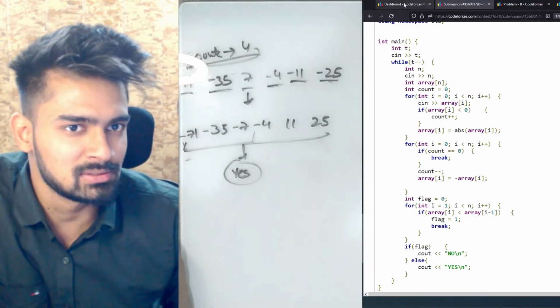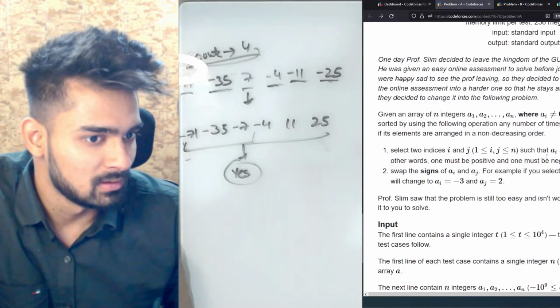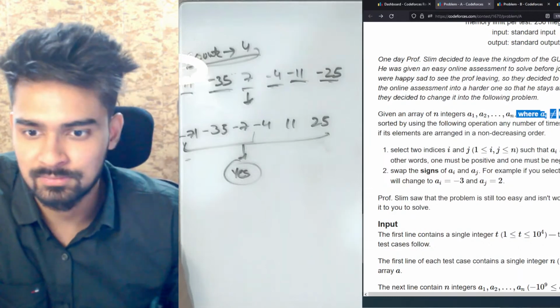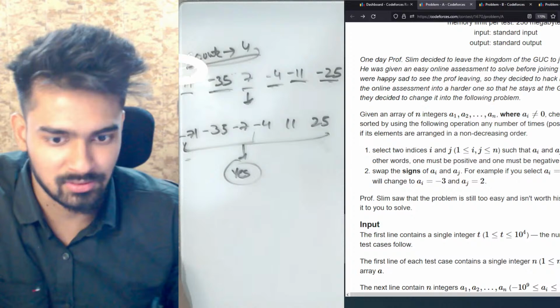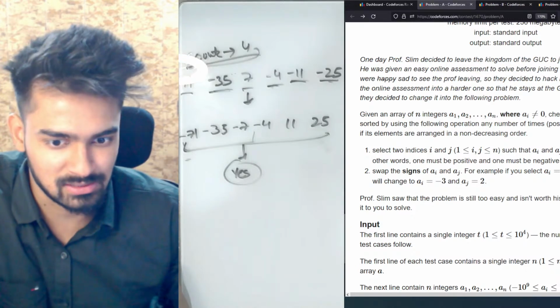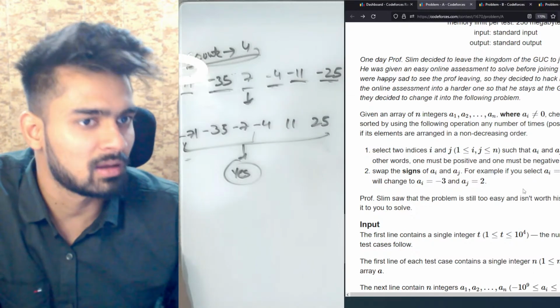As you can see in the problem, it is mentioned that all the values are non-zero, where a_i is not equal to 0. So it is already mentioned. So your case is not valid. Anyways, let's move to problem 2.